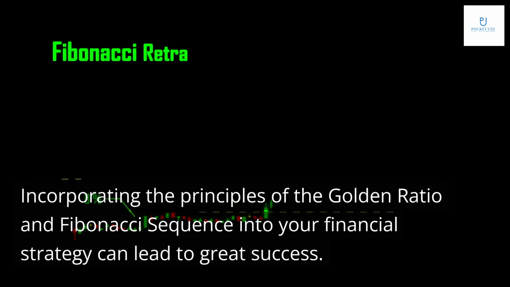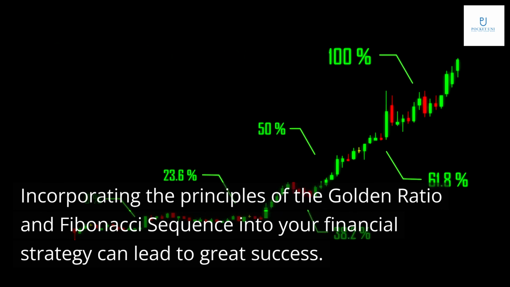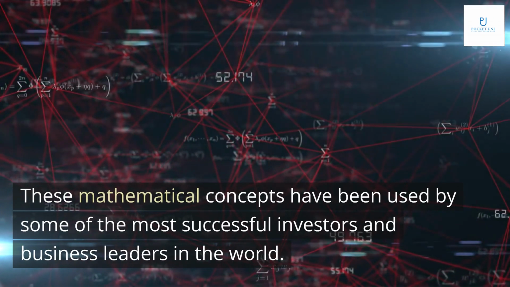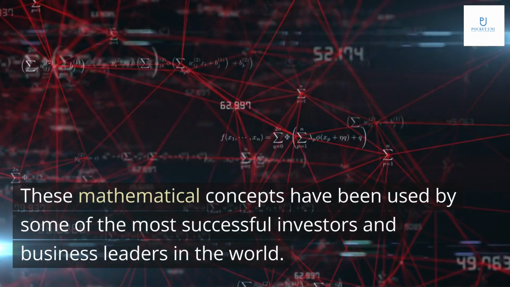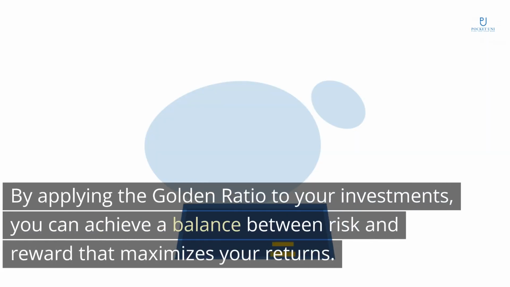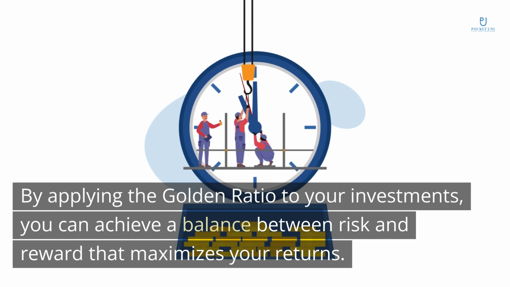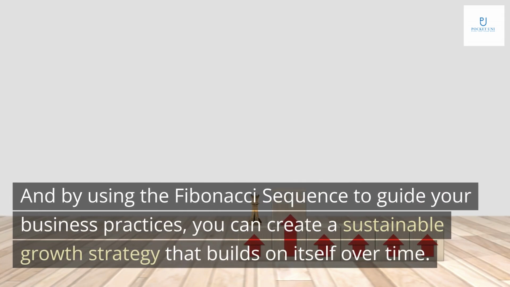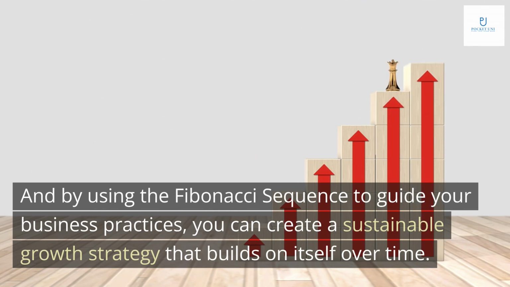Incorporating the principles of the golden ratio and Fibonacci sequence into your financial strategy can lead to great success. These mathematical concepts have been used by some of the most successful investors and business leaders in the world. By applying the golden ratio to your investments, you can achieve a balance between risk and reward that maximizes your returns. And by using the Fibonacci sequence to guide your business practices, you can create a sustainable growth strategy that builds on itself over time.